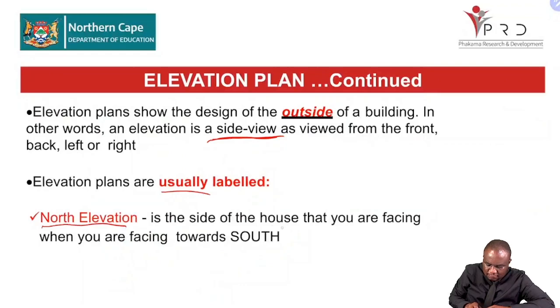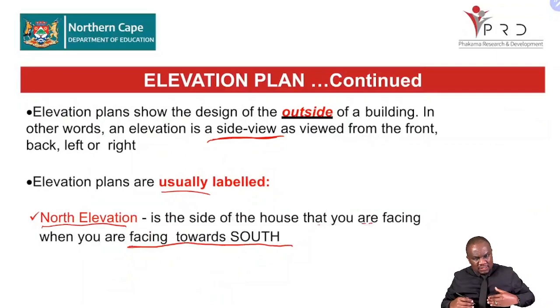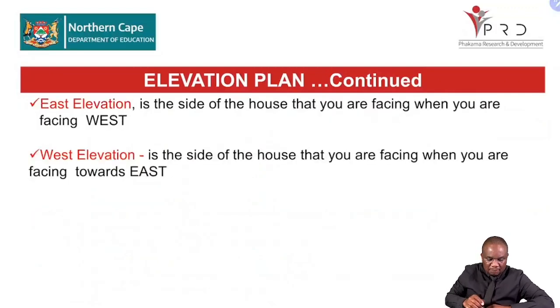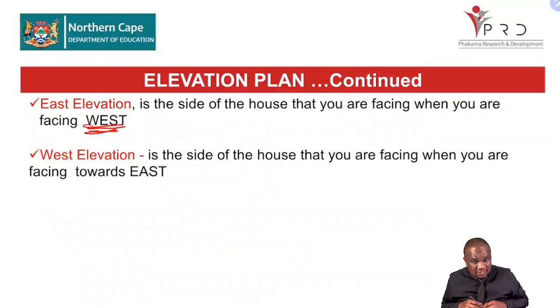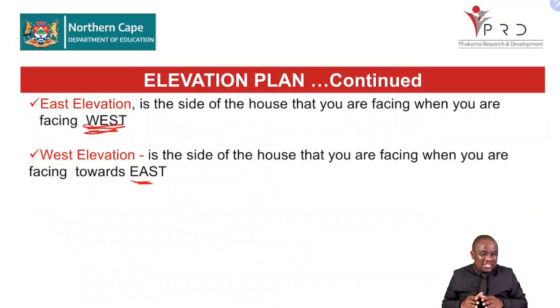North elevation is the side of the house that you are facing when you are facing what? Towards south. When I'm facing towards south, I'm outside the building. I will see the north elevation. The observer is outside the building. Please take note. And then I'm outside the building and I'm facing north. I will see the south elevation. I'm outside the building and I'm facing west. I will see the east elevation. And then I'm outside the building, I'm facing east, I will see the west elevation.